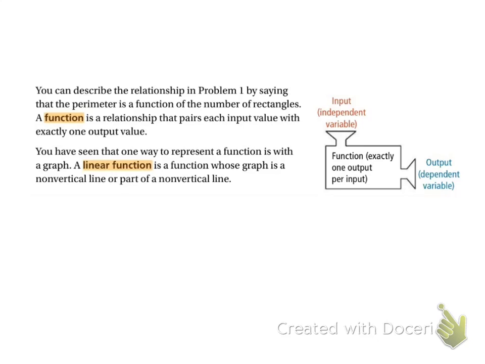Okay. A function is a relationship that pairs each input value with exactly one output value. So whenever I plug in the number 2, let's say when I plug in 2, I get 3 out. Every time I plug in 2, I need to get 3 out. I can't plug in 2 and then I get 5 out. That's not a function. No surprises involved in function. Whatever comes out should be what I'm expecting every time. A linear function is a function whose graph is a non-vertical, means not up and down, line, or part of a non-vertical line.